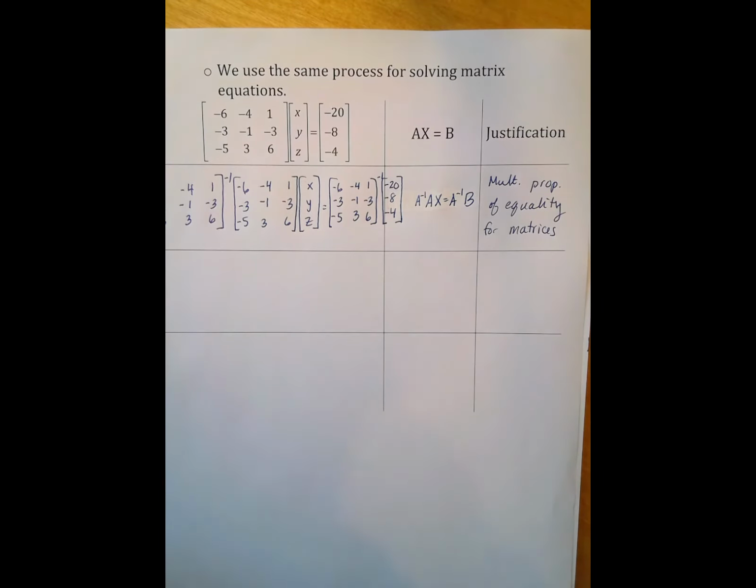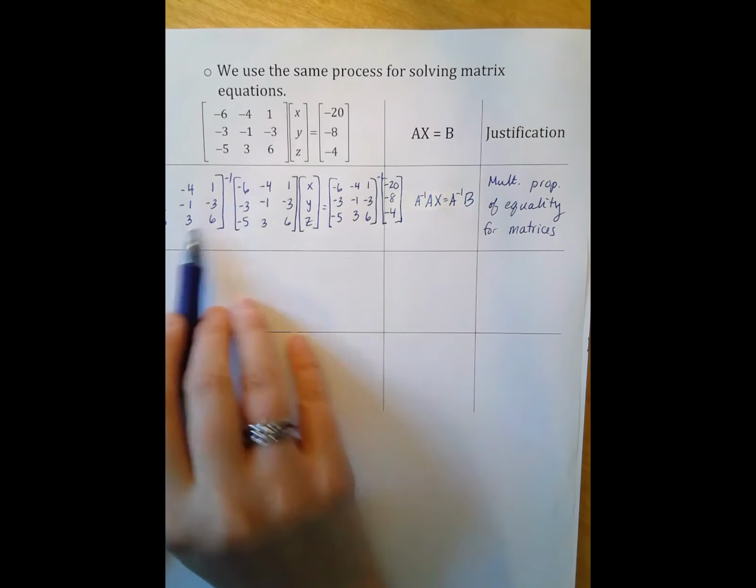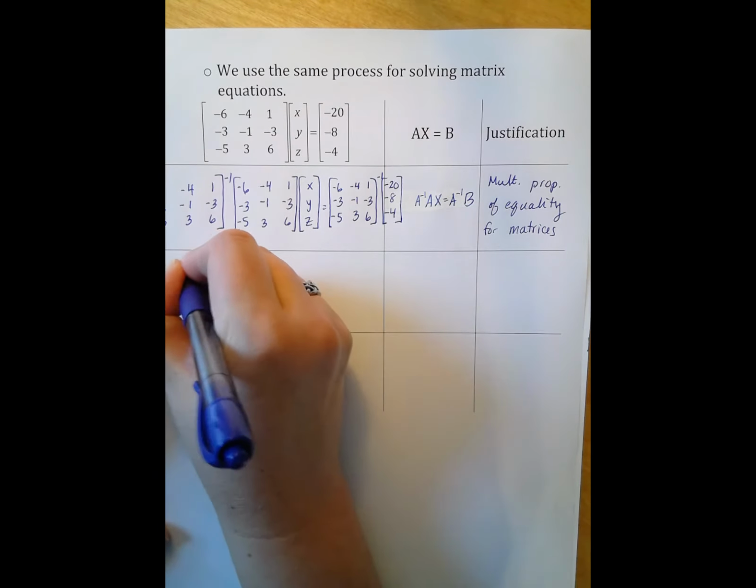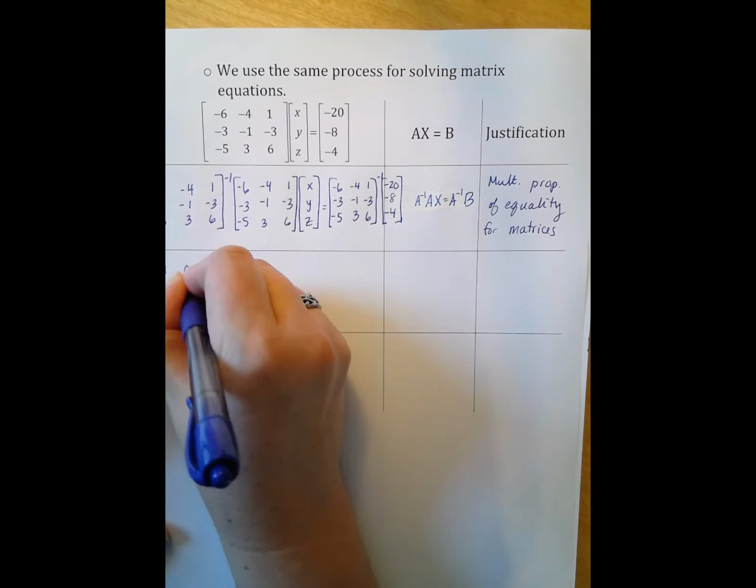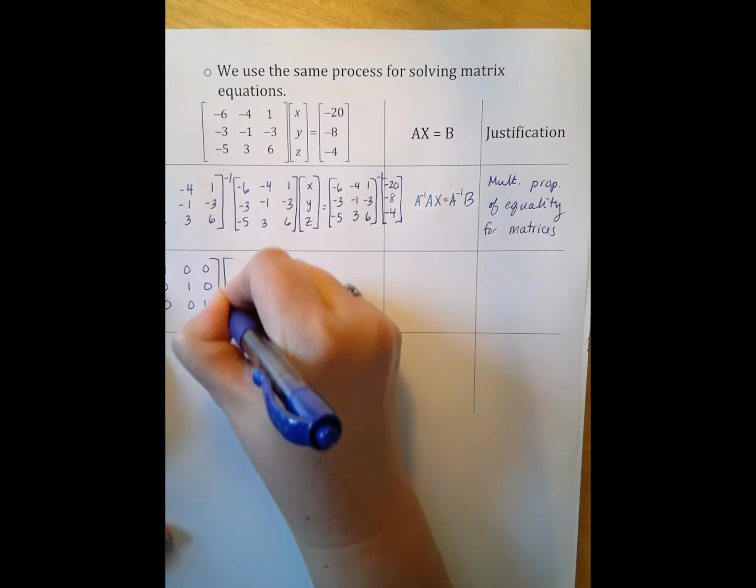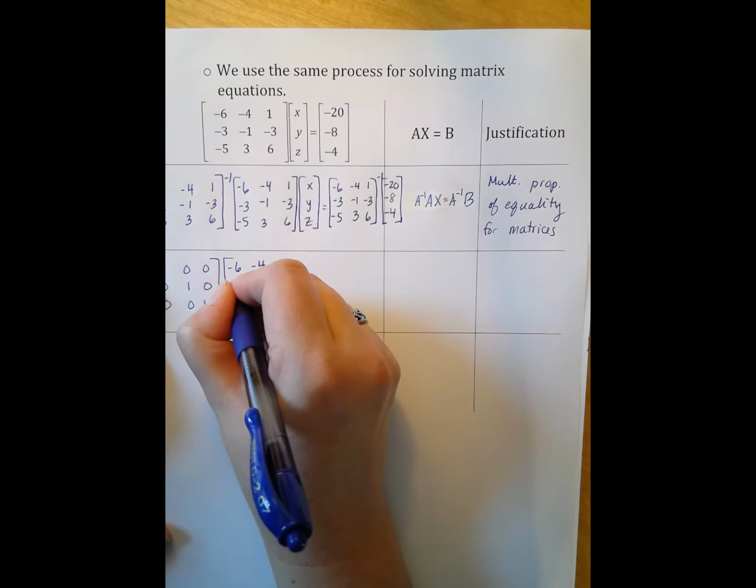Now, just like in the previous problem, we found that when I multiply a number by its inverse, I get the identity. So if I multiply these two matrices, I get the identity matrix, and the identity matrix is 1, 0, 0, 0, 1, 0, 0, 0, 1. Multiply that with my coefficient matrix.